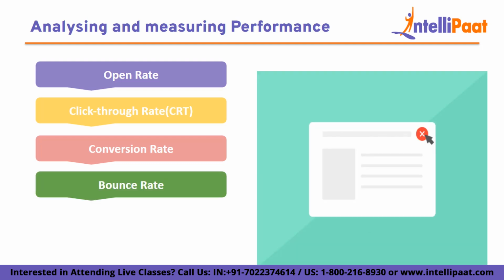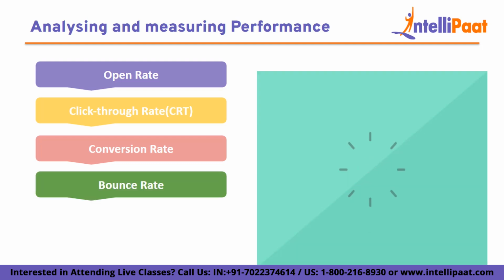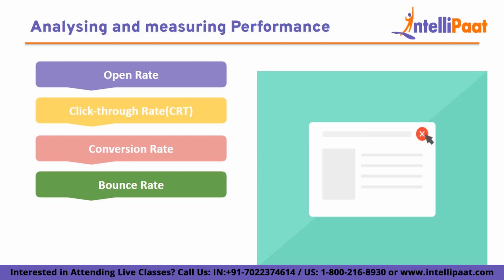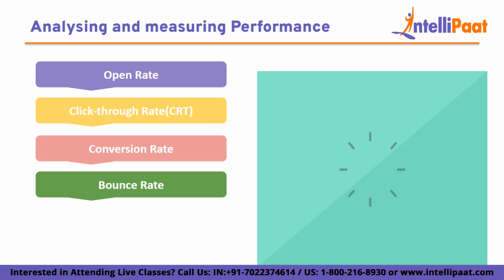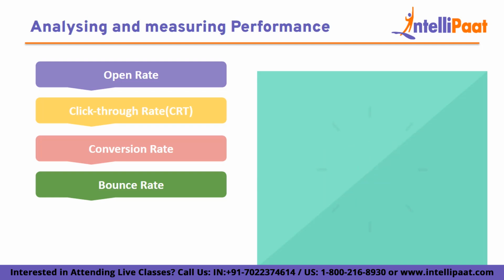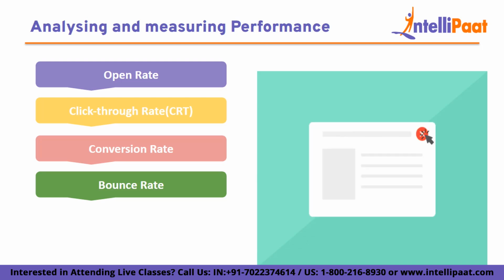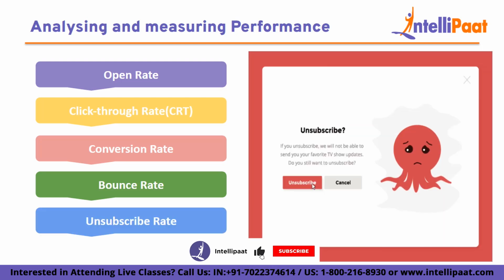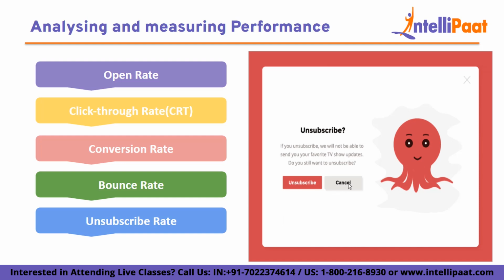Bounce rate. The bounce rate measures the percentage of emails that were not delivered to the recipient's inbox. Bounces can be classified as either hard bounces or soft bounces. A high bounce rate may indicate an issue with your email list quality or deliverability. Unsubscribe rate. The unsubscribe rate measures the percentage of recipients who opt out of receiving further emails from you. It indicates the level of engagement and satisfaction of your subscribers.